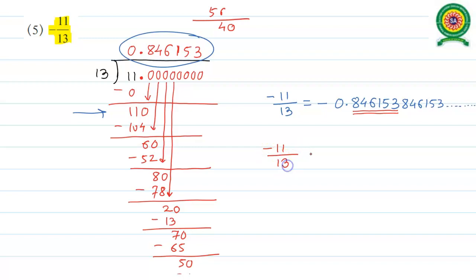Minus 11 divided by 13 equals minus 0.846153. The same set of digits, 846153, is repeated infinitely many times, so we have to put the bar over it. So minus 11 divided by 13 equals minus 0.846153 with a bar. So here we have completed our practice set 1.3.